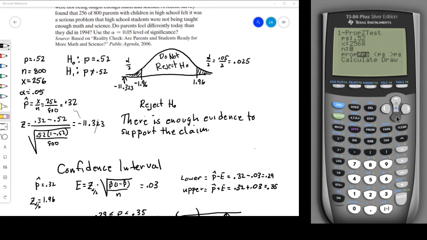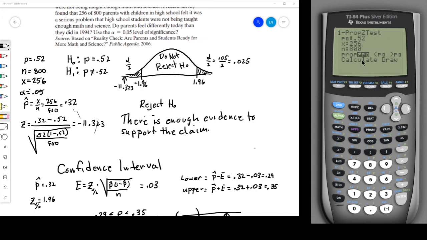And I need to put in n. N is 800. Now, just a side note here before I go any further. If you're given p hat instead of x and n, some problems will just give you p hat, but they also have to give you the sample size. So if you want to go to the calculator to get the x, just multiply p hat by the sample size, and that'll get you the x. All right, to solve that.